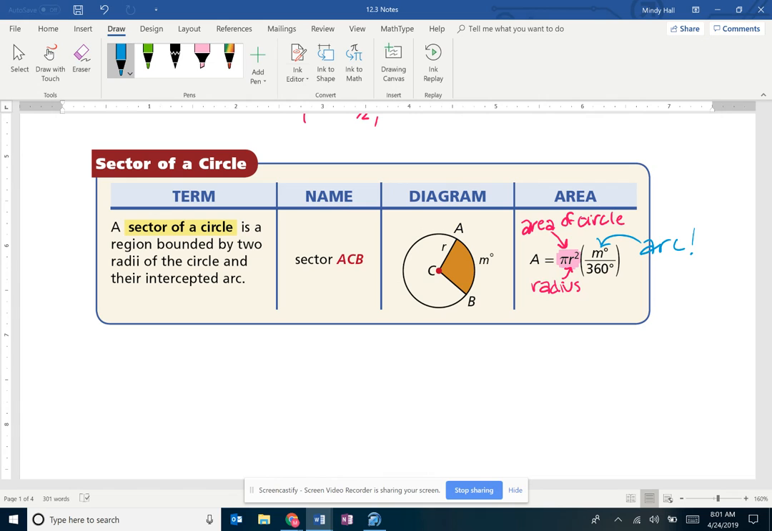And so if your arc is, let's say, 30 degrees, 30 divided by 360 is 0.083 repeating. That's just saying that we're taking the area of the circle and then multiplying it by whatever percentage of the circle we have based on that arc size. Just as a side note as well, because this is area, your units will be units squared as well.